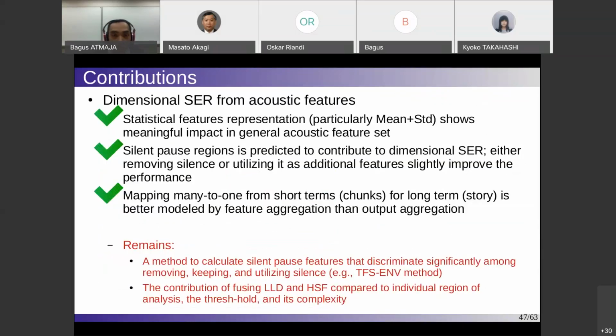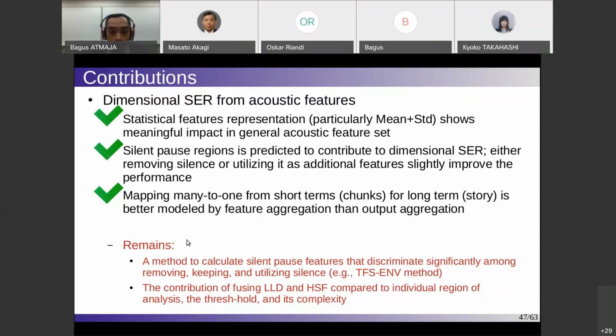And there are some contributions from this research. I divided in two. From acoustic only, it contributes to strengthen the previous finding that mean and standard deviation contribute to emotion recognition. I mean, from the global feature to local feature. And also we predict the contribution of silent pause regions. And the last one is to model chunks to stories, from short utterance to long utterance. It is better modeled by feature aggregation instead of majority voting.